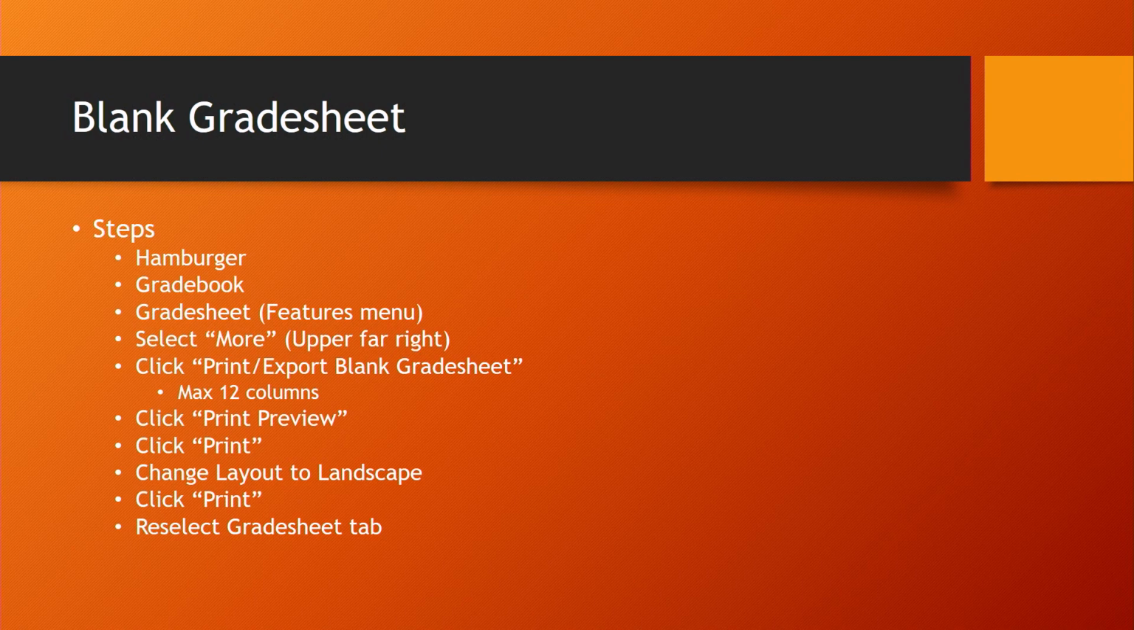All you do is start off going to the hamburger, go to Gradebook, then Gradesheet, select More on the upper far right, then click on Print or Export a blank grade sheet. Keep in mind you can only do 12 columns. I haven't been able to get more than 12 columns to appear. Then click on Print Preview, then Print. Make sure your layout is landscape if you want to get those 12 columns. And then you actually print it. And then you can reselect the grade sheet tab. So let's give that a try.